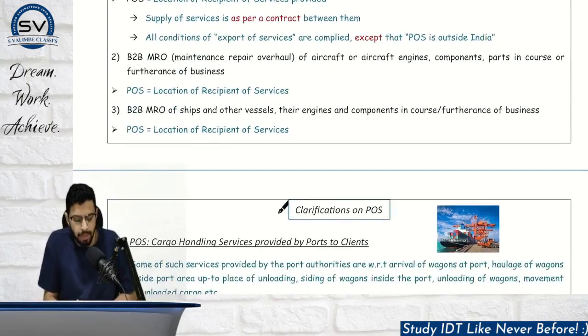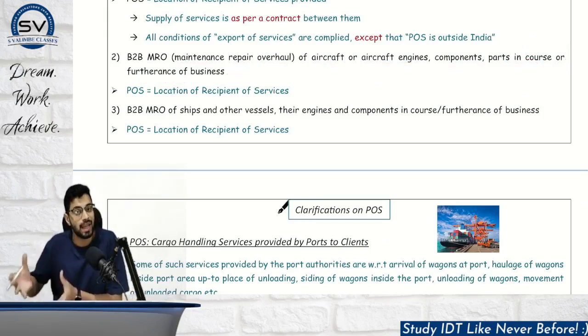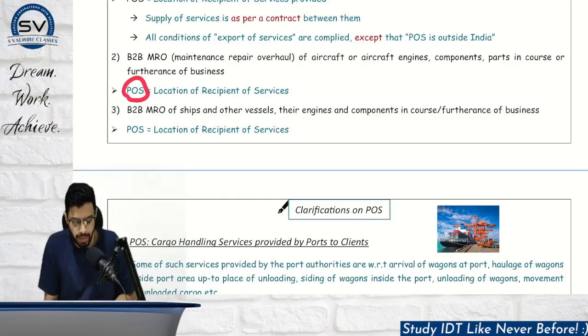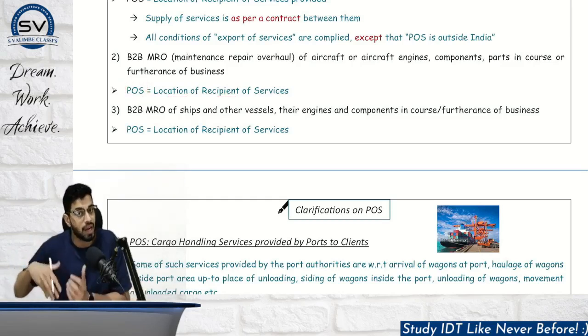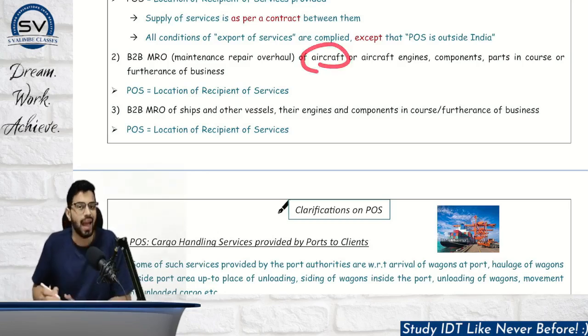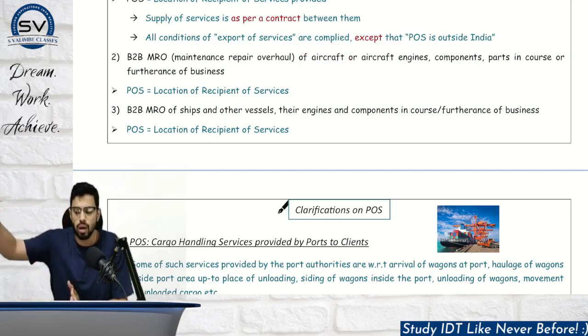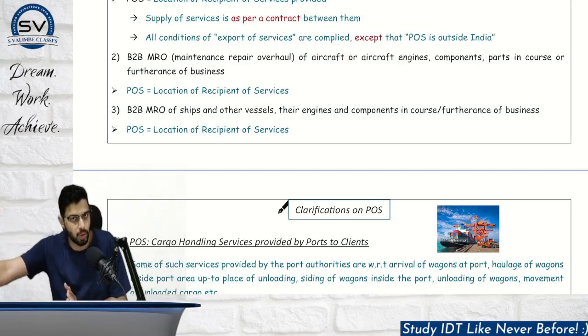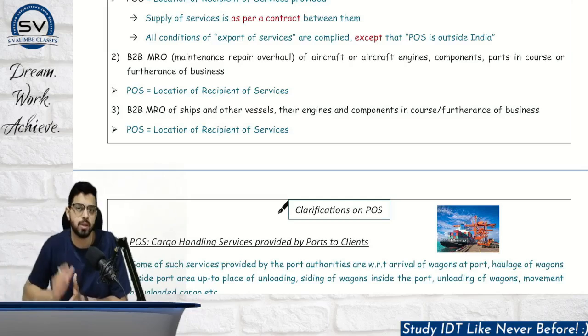Similarly, B2B MRO. MRO basically means maintenance, repair, overhaul. So B2B MRO services of aircraft or aircraft engine components and parts, in the course or furtherance of business. So someone is in this kind of line of business where he is providing repair services. Place of supply shall be the location of the recipient of service. So let's say I am a technician providing repair services with respect to aircraft, and I am providing this to Singapore Airlines, which is based out of Singapore. So Singapore will be the place of supply.